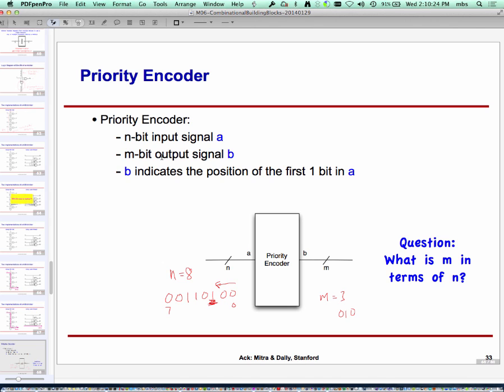So if I have n bits, then I need to encode the bit position. So I will need log to n ceiling that many bits.